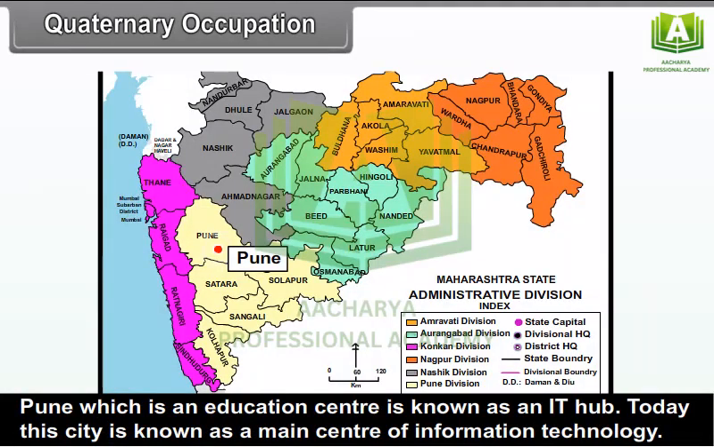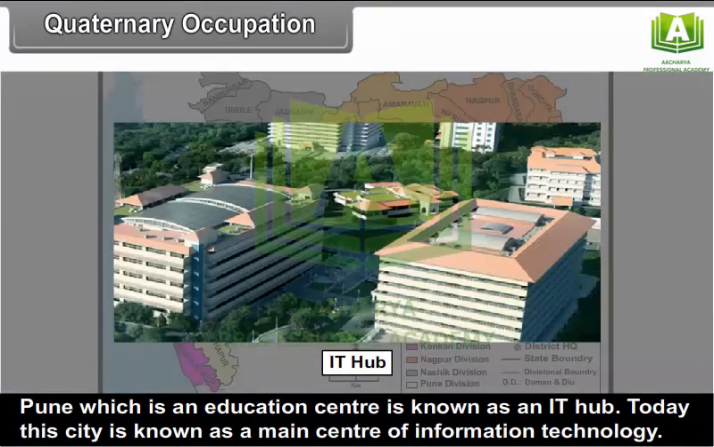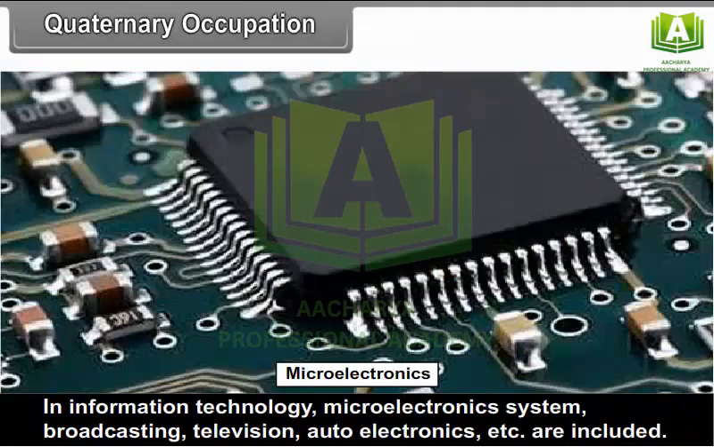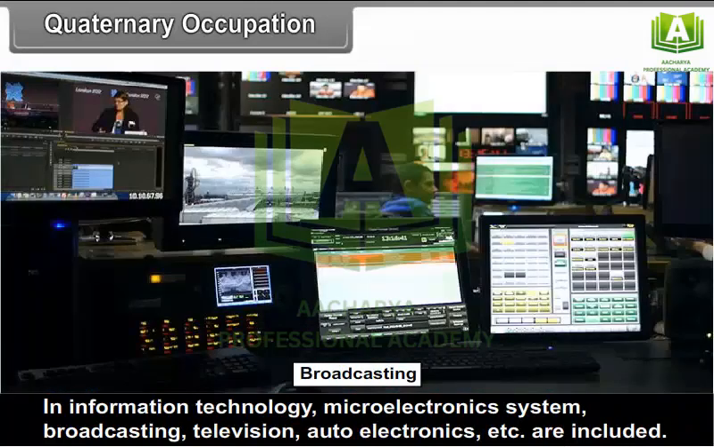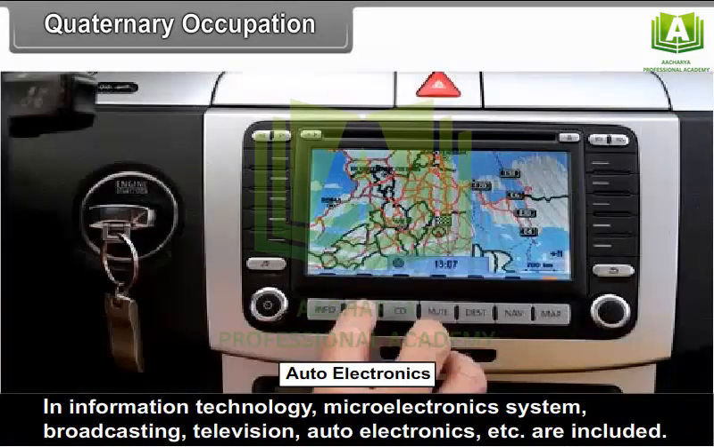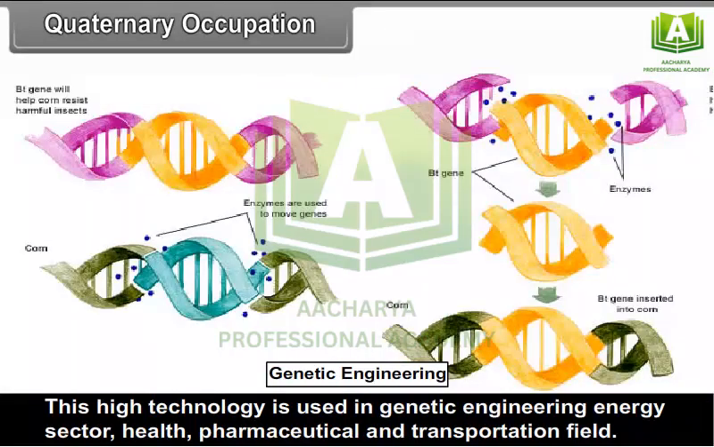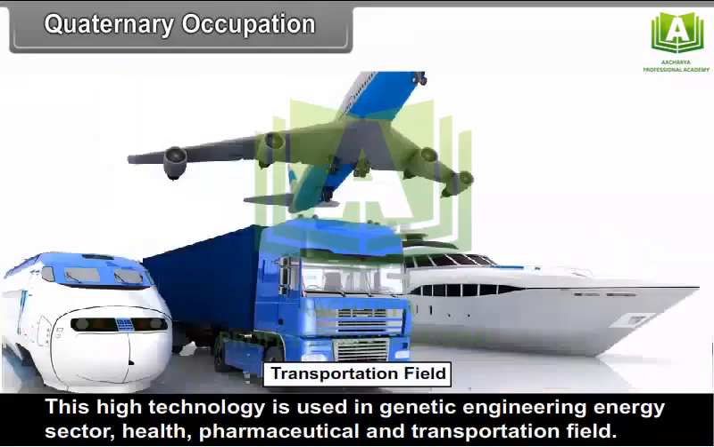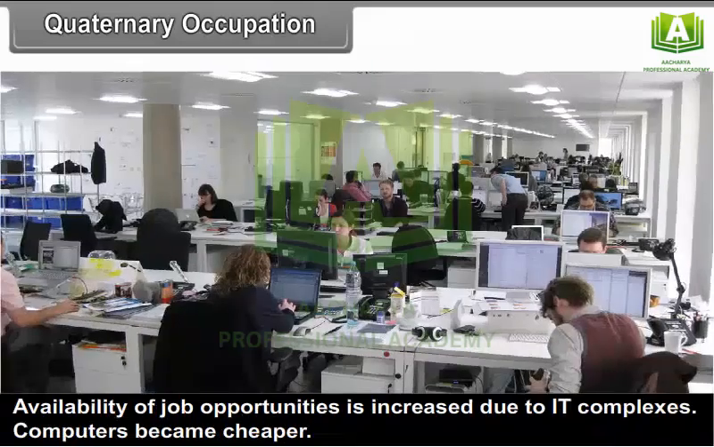Pune, which is an education center, is known as an IT hub. Today, this city is known as a main center of information technology. In information technology, microelectronic system, broadcasting, television, auto electronics, etc. are included. This high technology is used in genetic engineering, energy sector, health, pharmaceutical and transportation field.